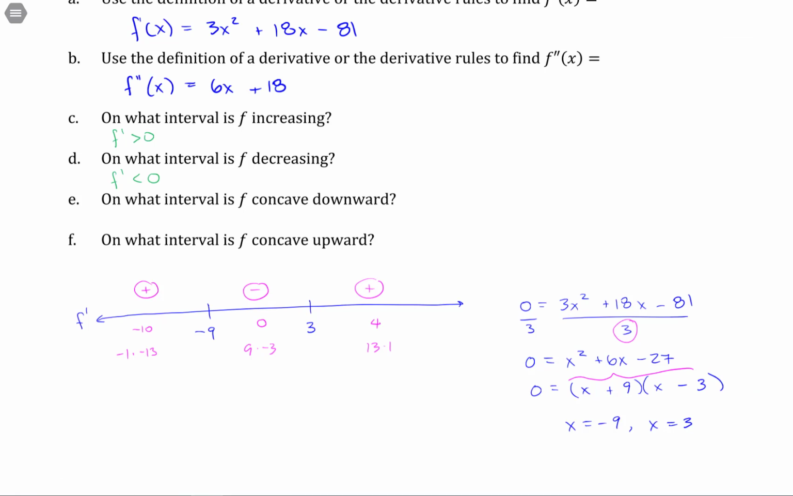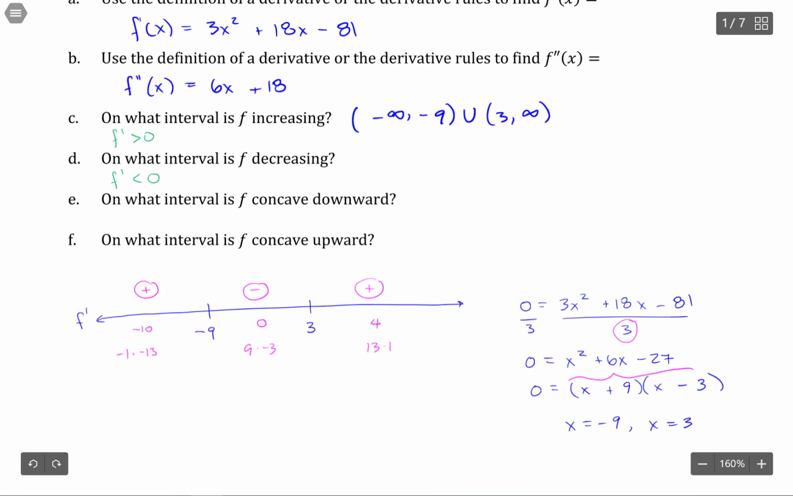Anyhow, we can now determine this. So the first derivative is positive on the interval from negative infinity up to negative 9. And then it's positive again from 3 to positive infinity. So that's where the function is increasing. So then it's decreasing on this interval here from -9 to 3, where we have a negative derivative.